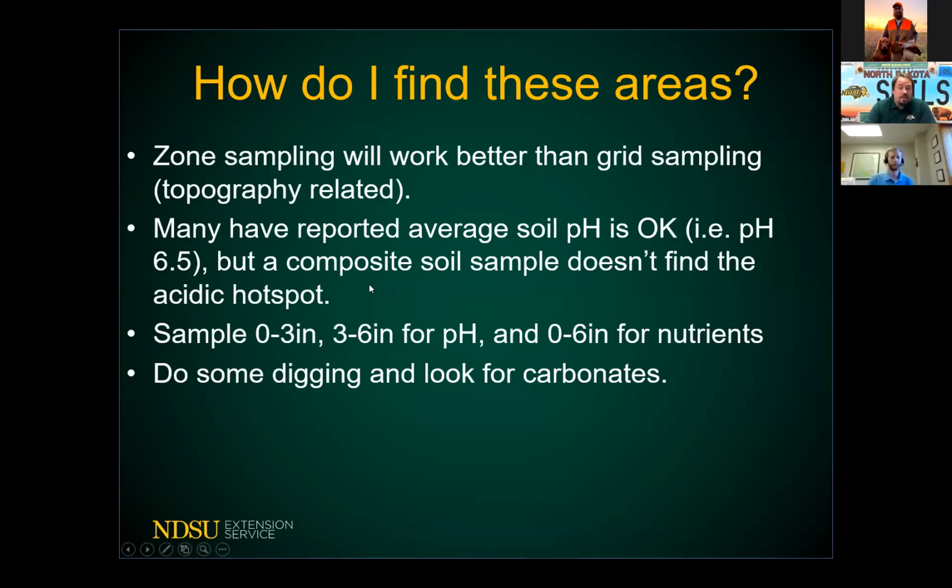And so fixing these areas, like John showed earlier, zone sampling, we need some precision agriculture to figure out where these areas are. But when you get that composite soil sample, it may come back as a pH of 6.5, which is great. But if we start looking at it in zones, there could be some soil acidity issues out there. And again, sample that 0 to 3 and 3 to 6 inch for the pH. But you still want to do that 0 to 6 inch soil core for your nutrient analysis, just because that's what our phosphorus potassium recommendations are based off of. You can also do some digging around in the soil, and if you see some carbonates near the surface, you probably don't have an acidity issue.